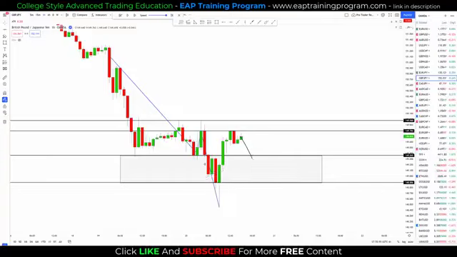If we get a touch of the head of this pattern, then it invalidates the pattern. But as long as we get a test of the previous shoulder, then we're good to go to start looking for that break to the upside. So this is the area that we're paying attention to for our next rule. It is going to be between this shoulder and the head of the pattern. So let's see what price does.